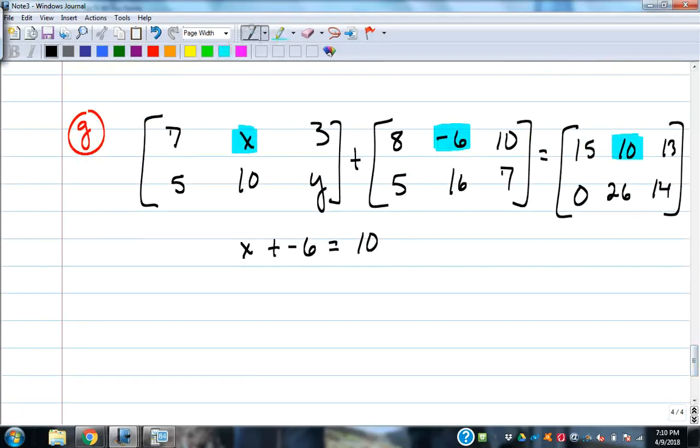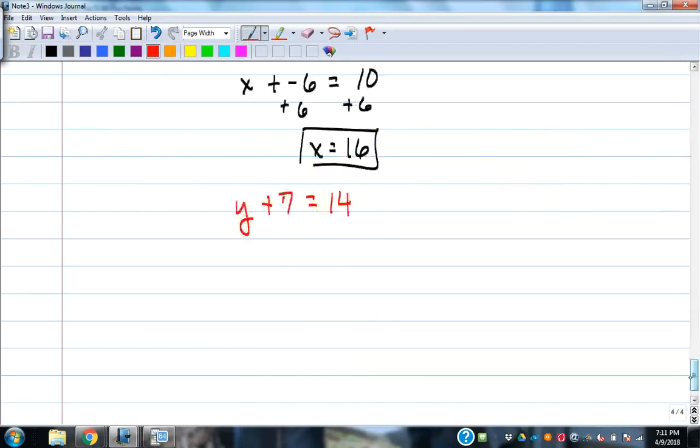Okay. We could solve that. Add 6. X is equal to 16, right? What's the equation to find y? So where's y? Bottom right. So y plus 7 is equal to 14. So we set that equation up, and that's pretty quick and easy to solve.